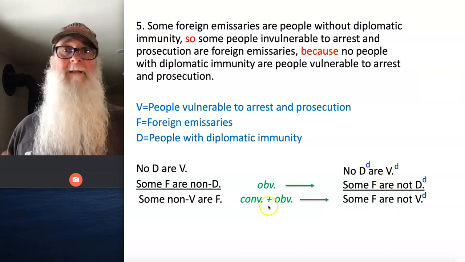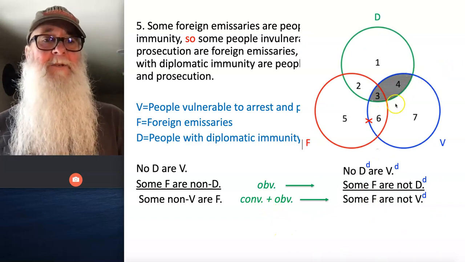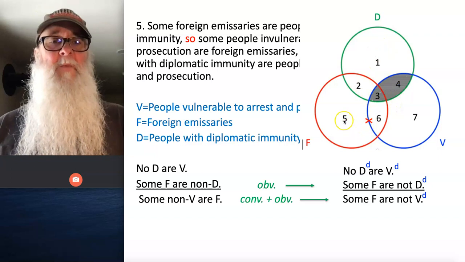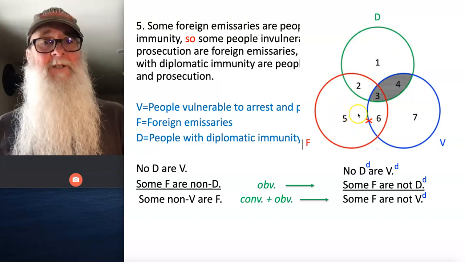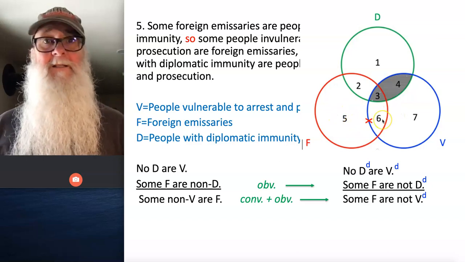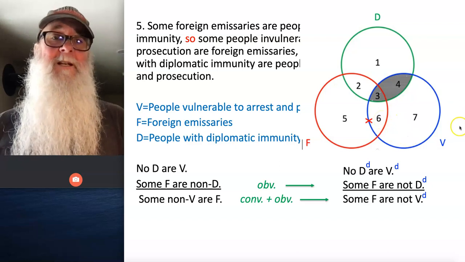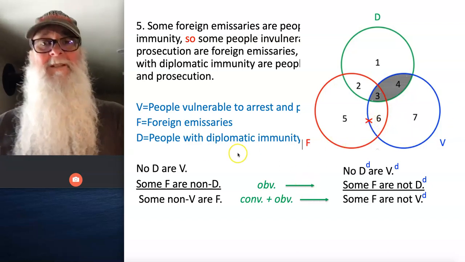So our Venn diagram should reflect that. And it does. When we shade in areas 3 and 4 to show that no D are V, we then run into a problem when we try to mark "some F are not D." We could put an X over here in area 5 or area 6, and we don't have a reason to choose one area over the other. Therefore, the X has to go on the line separating areas 5 and 6. That tells us that this argument is invalid.